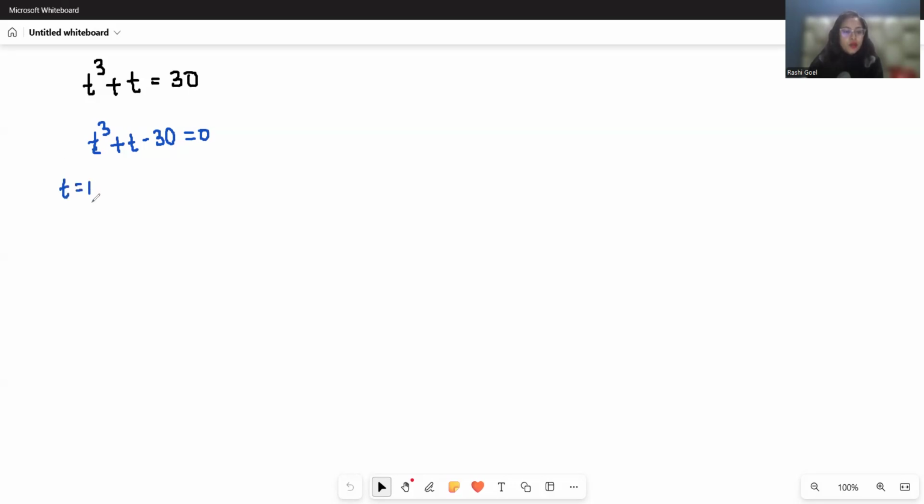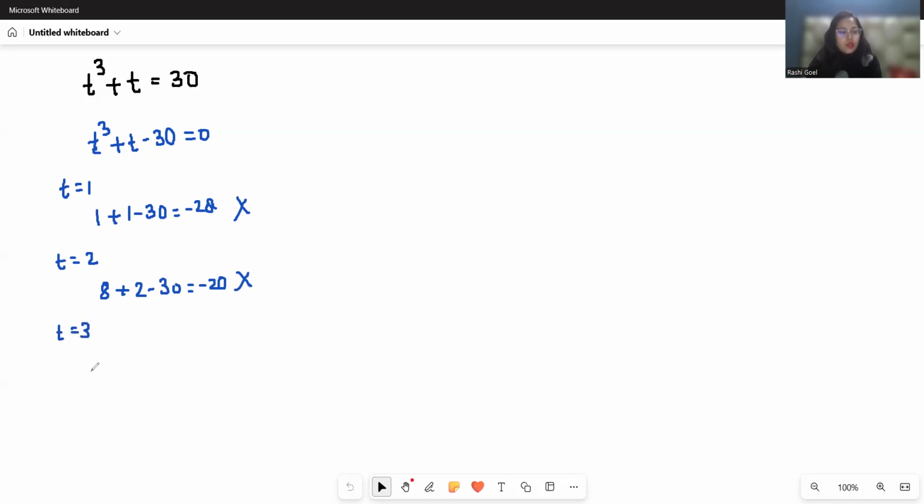So when t is equal to 1, 1 cube is 1, plus 1 minus 30, that is minus 28, which is wrong. It's not satisfied. Now when t is equal to 2, 2 cube is 8, plus 2 minus 30, which is equal to minus 20, which is also not valid.